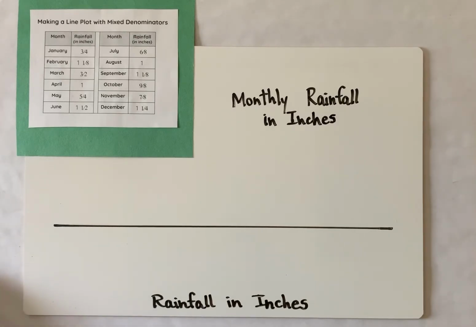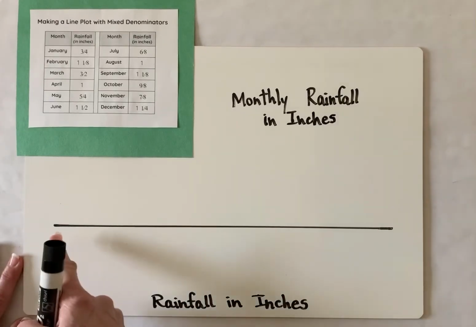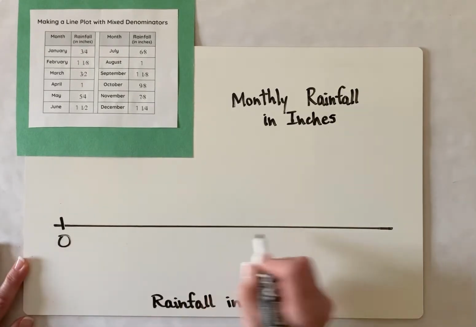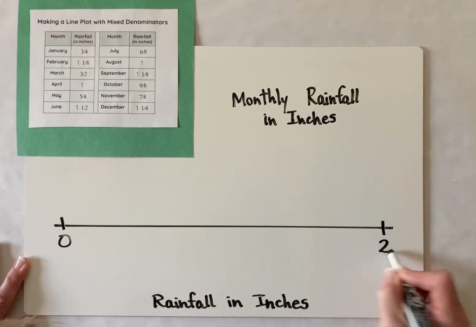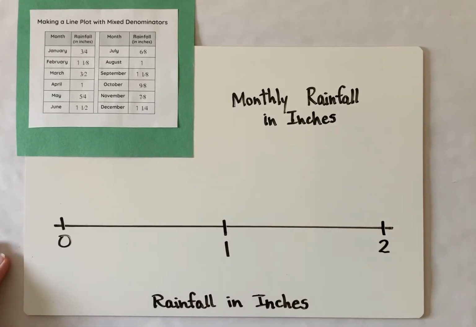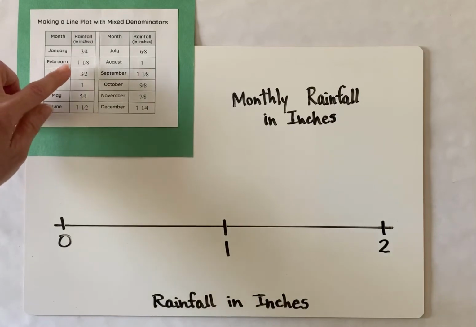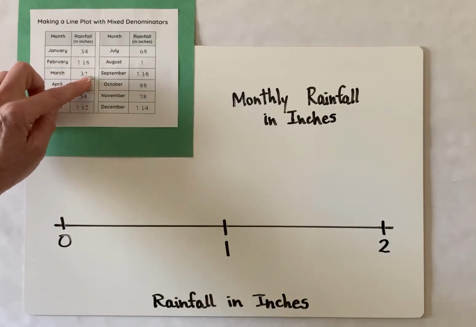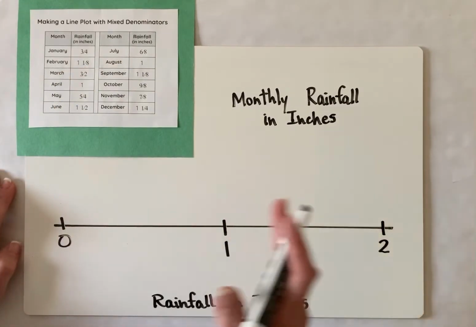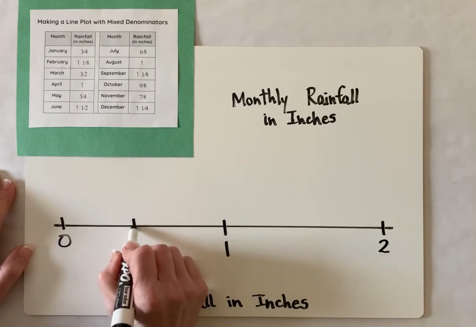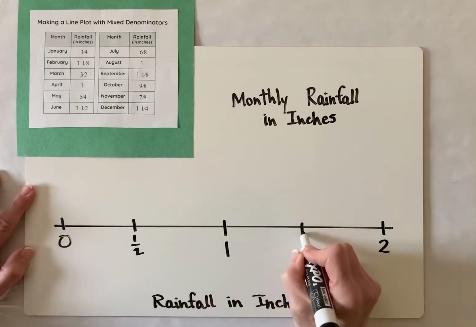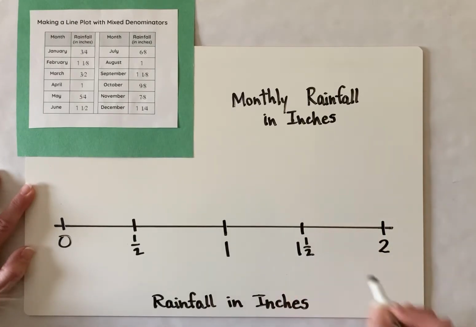So we said that we were going to create a line plot that went from 0 inches to 2 inches. So first thing I always do is just mark off those amounts. Then those are my wholes. But remember, I had fractional values of halves, fourths, and eighths. So now I'm going to take each of my wholes and divide them into halves. So this would be 1/2. And this would be 1 1/2.